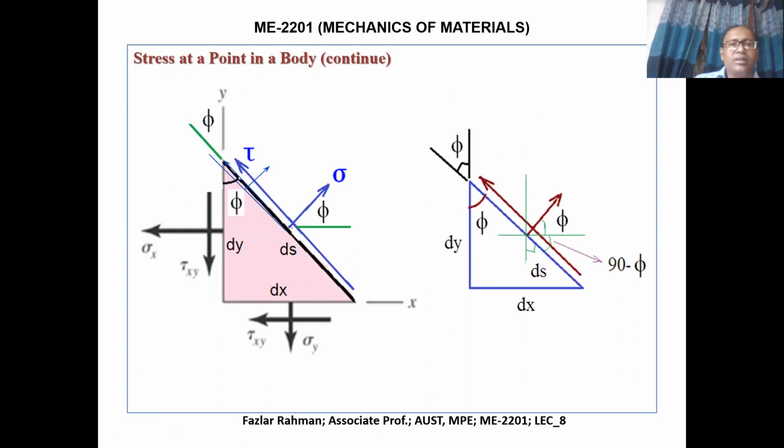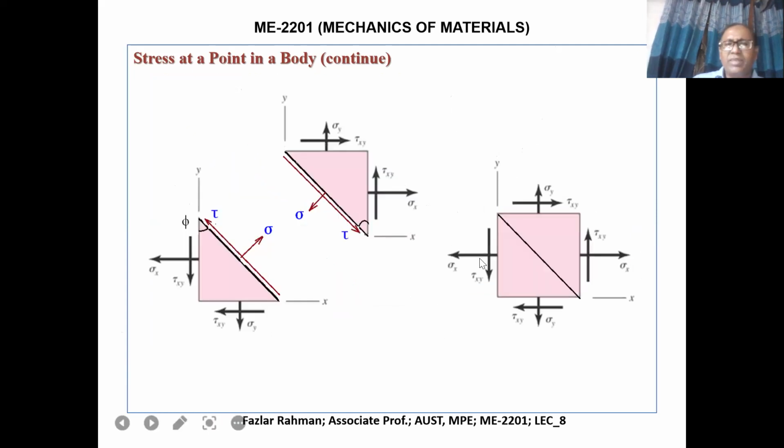Then right over here, a sigma, and this is the tau. Now, you can put sigma in the opposite direction. You can say, sir, I'd like to put sigma this way, tau this way. Yes, you can do that. But the equation will be the same, only with some change in sign. So it doesn't matter.